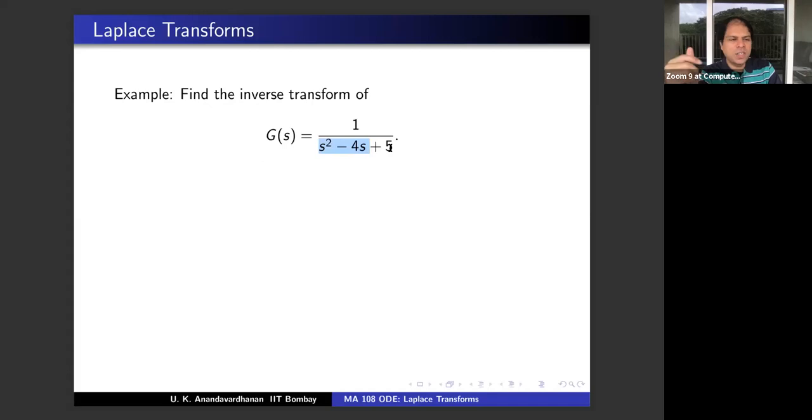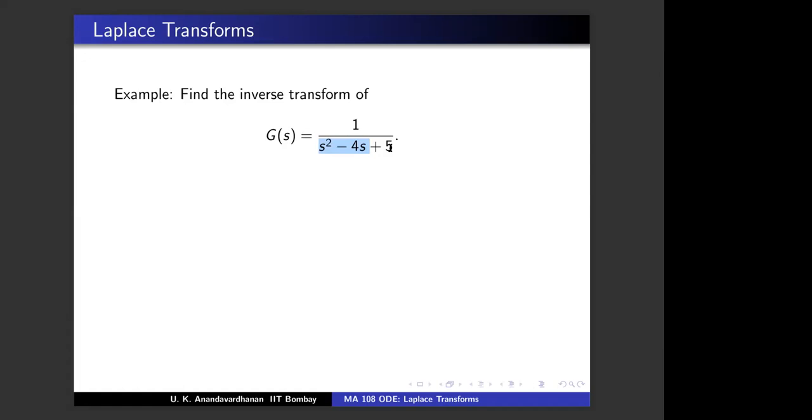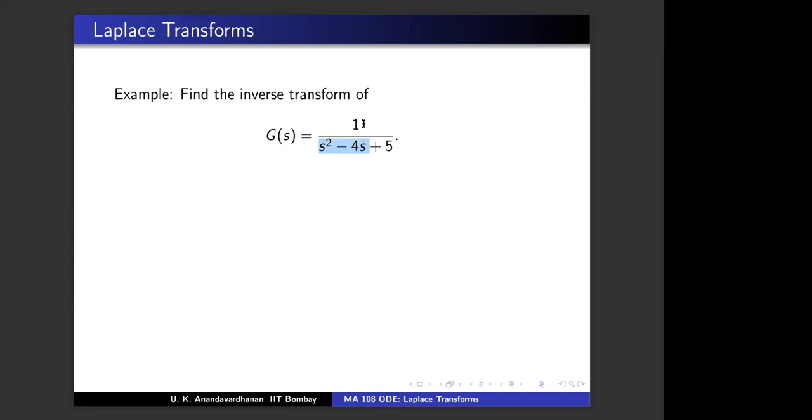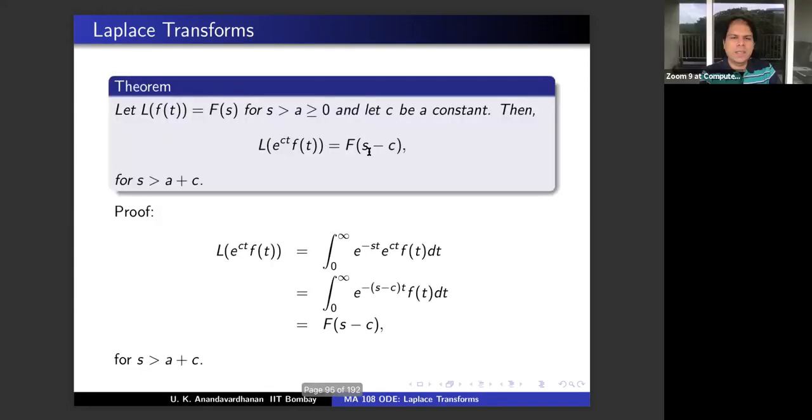After the translation, it is like s square plus 1, right? Yes, sir. And s square plus 1 reminds you of sine, since the numerator is constant, and the translation we can take care of by this thing, right? Yes, sir. 1 by s minus 2 whole square plus 1, what will be the answer?